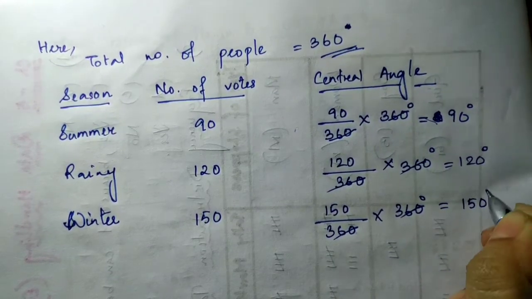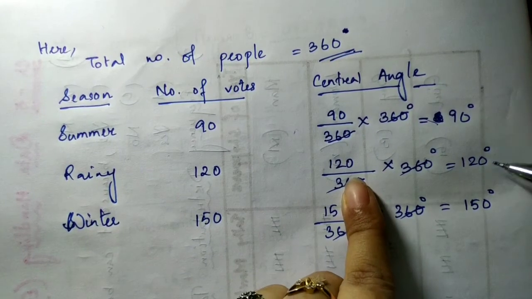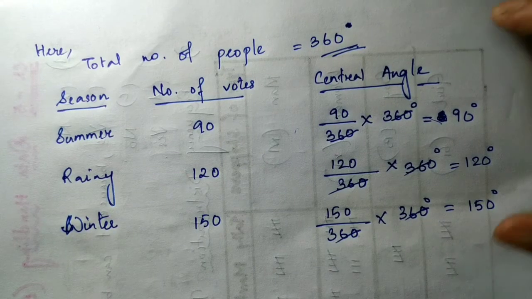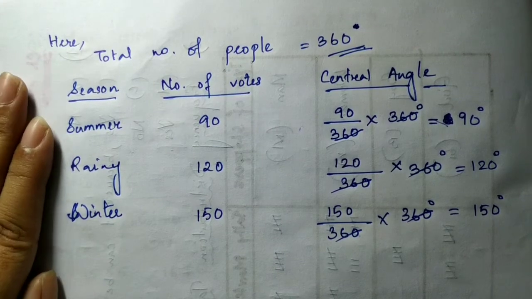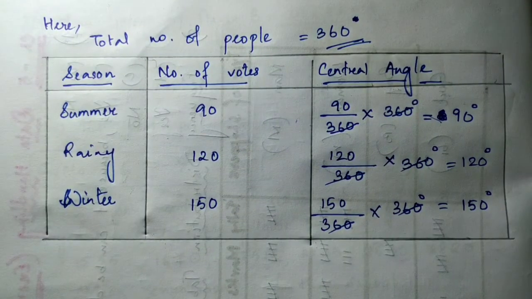Now how do you know your calculation is correct? If you add the three of them, 90 plus 120 plus 150, you are going to get 360. And when you get 360 degree as the total of all the central angles, you know that your calculation is correct. Now this is the table. For the third one, number 3, we have to draw the pie chart. I'll draw the margins here now. I hope the table looks better now.